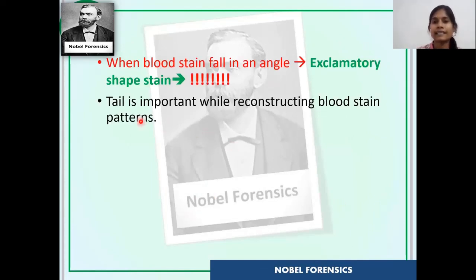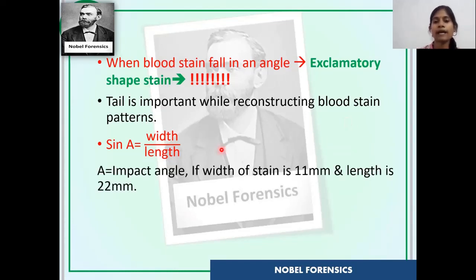Then the tail is important. As I said, the tail is important while reconstructing blood stain patterns because it indicates the direction of travel. Then coming to this formula, sin alpha is equal to width by length, and we can also write it as sin A is equal to width by length. So A is the impact angle.